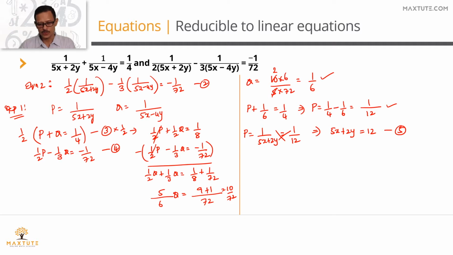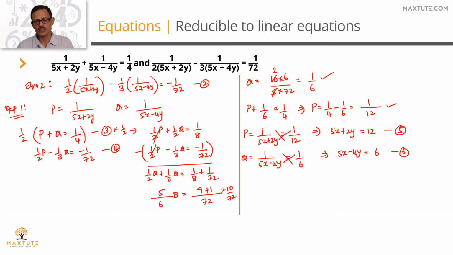Let's run through the same exercise with q. Q is equal to, the assignment we are given is 1 by 5x minus 4y. This is equal to 1 by 6. Cross multiply. So we'll get the value of 5x minus 4y is equal to 6. Let's call this equation 6.